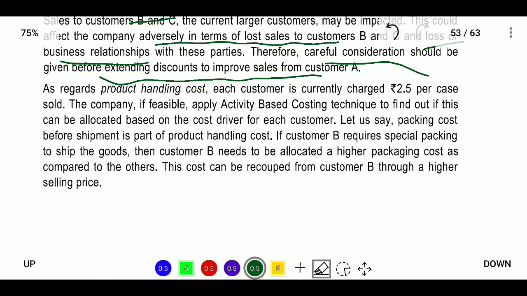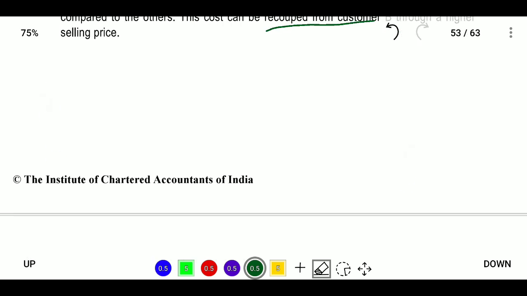And as regards product handling cost, each customer is currently charged 2.5%, and the company, if it is feasible, can apply the activity based costing technique to find out how this can be allocated based on the cost driver for each customer. Let us say packing cost before shipment is part of product handling cost. If customer B requires special packing, then charge for that. The higher packing cost as compared to others can be recouped from customer B through higher selling prices.